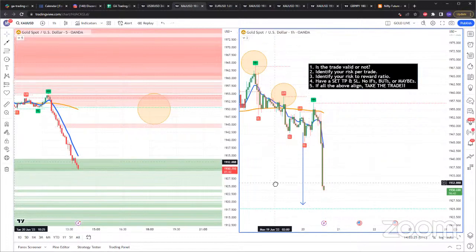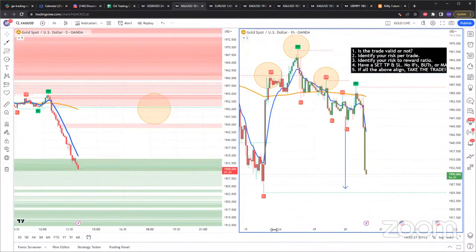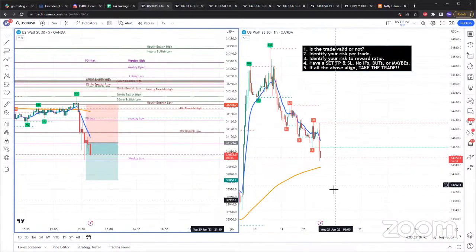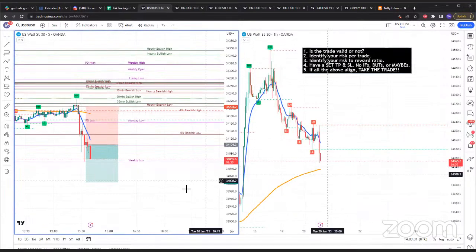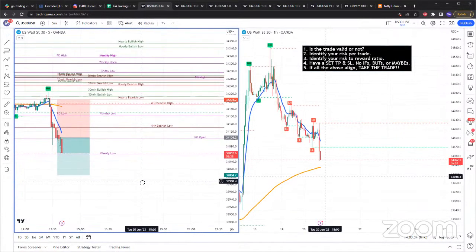And yeah, I think that's pretty much it. So let me know if you guys have any questions. If not, we'll just wait for this US 30 trade to hopefully hit TP. It should. And yeah, we'll probably wait and see what else we can find.